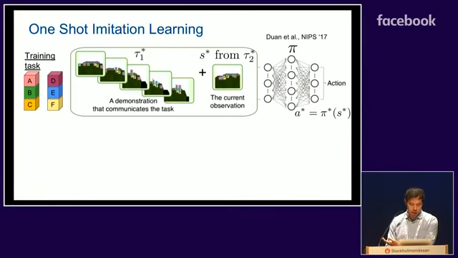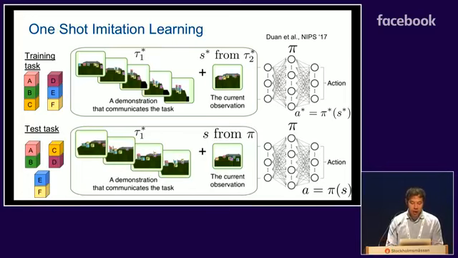during training. And at test time, the execution is very similar, except that now we only have 1 demonstration of the new task. And facing a different instance of the same task, we simply roll out the policy that we learned.